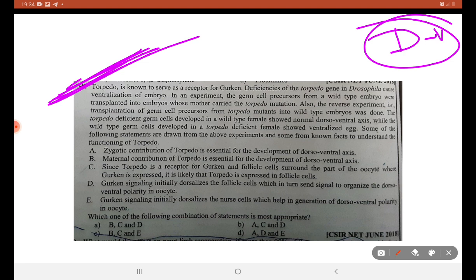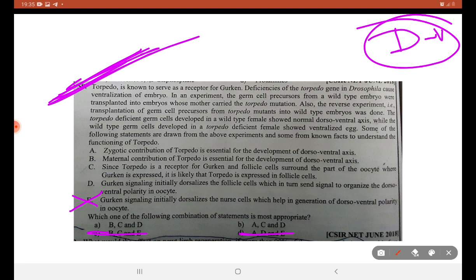Torpedo is a receptor for gherkin and follicle cells that surround the part of oocyte where the gherkin is expressed, and it is likely that torpedo is expressed in follicle cells. Yes. Gherkin signaling initially dorsalizes the follicle, which in turn sends signal to organize dorsoventral axis polarity. Yes. Gherkin signaling initially dorsalizes the nerve cells. No. Not the right answer. It has nothing to do with nerve cells.